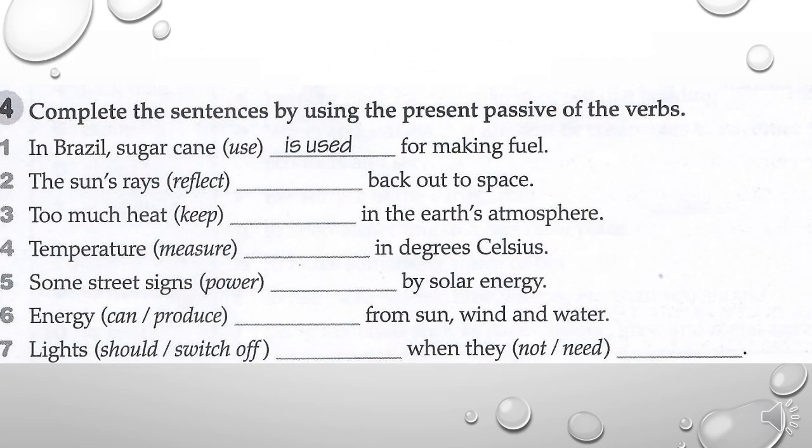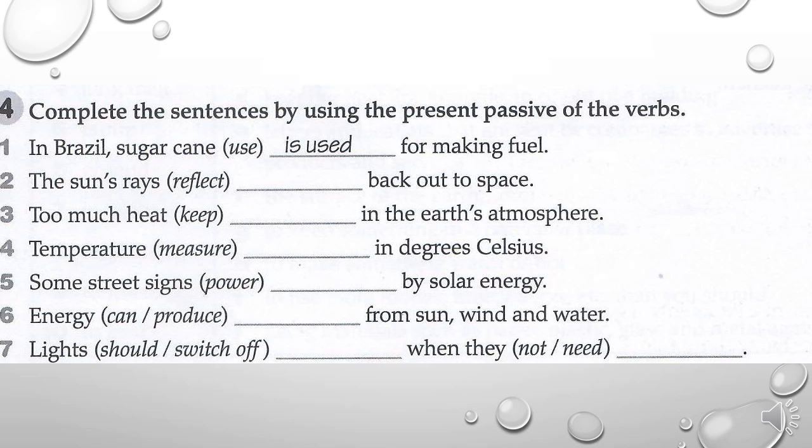Okay, now I will move to question 4 in the activity book, and I will do it with you, okay, instead of having a worksheet, because this question is enough for you. So let me read number 1 for you. In Brazil, sugar cane is used for making fuel.